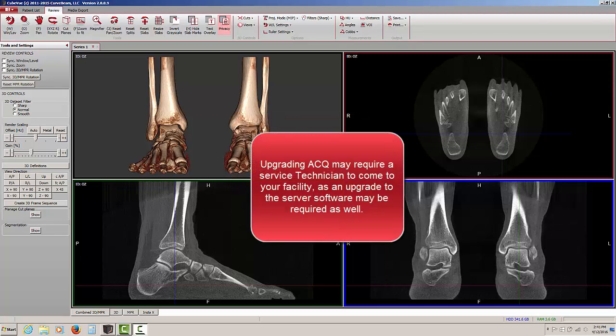Upgrading to later versions of ACQ is done by appointment only. And if you're also running an older version of the system where you have a different server configuration, you may also have to reconfigure your server as well, which needs to be done by a tech person on site. So again, contact CurveBeam Technical Support for more information and to arrange for an upgrade.